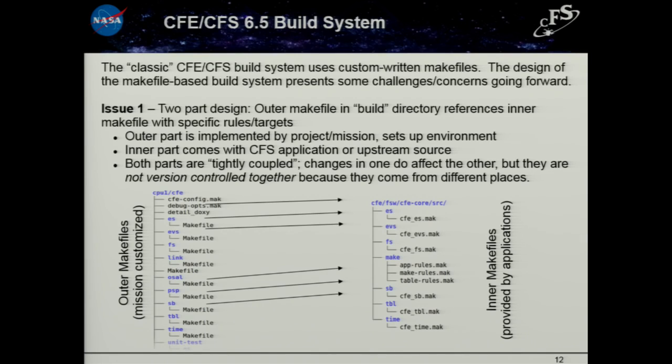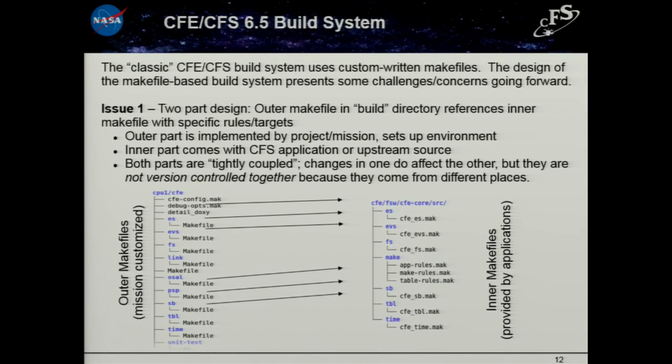I think first and foremost, it's the two-part design of the Makefile. If you look at the classic Makefile system, there's what I refer to as an outer part, which is the Makefile that you actually execute that lives in the build directory. And that refers to an inner part that actually comes with the CFS application source code. The problem there is that these two don't move together, right? They come from different places. The outer part is generally part of your build, your deployment script, but the inner part comes with the application.